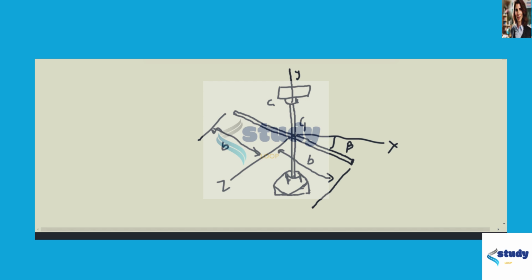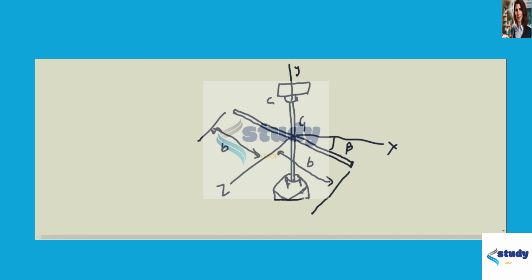Hello everyone, here it is given a cylinder uniform rod AB of mass m and vertical shaft CD, each of length 2b, welded at midpoint. So the length of AB and the length of CD are both the same, and the mass of AB is given as m. They are welded together at midpoint G.